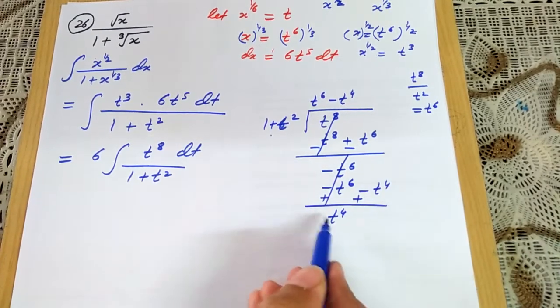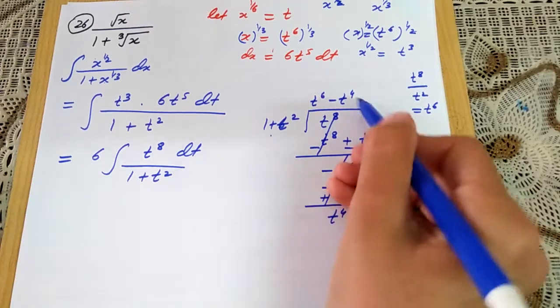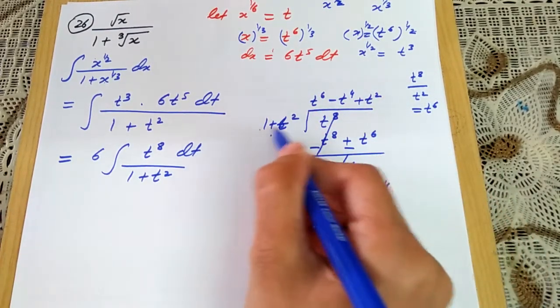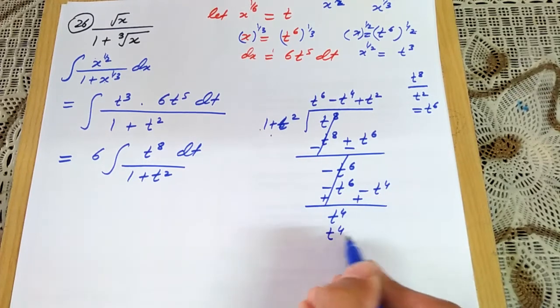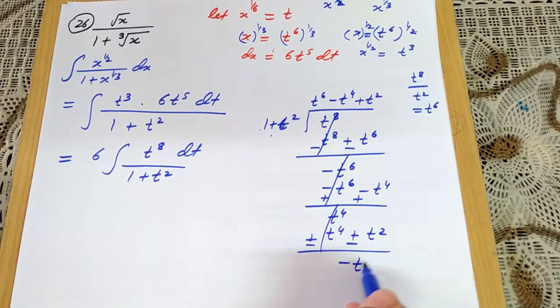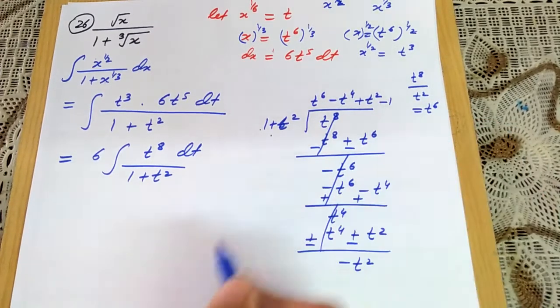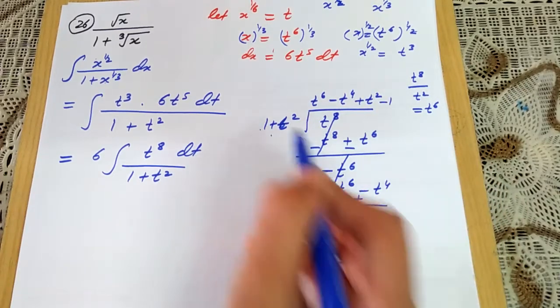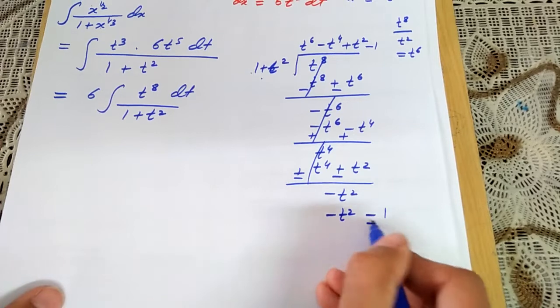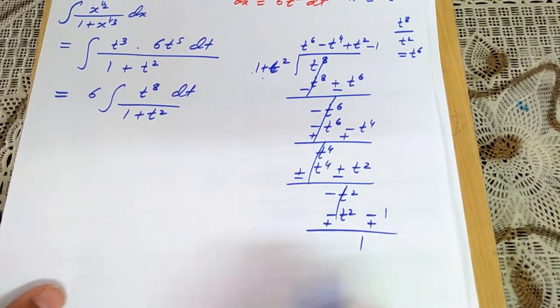Now divide again t^4 with t square. You will get plus t square. Write it here. So now multiply again it with both the terms. You will get t^4 plus t square. Subtract it. You will get negative t square. Again divide it. If you divide it, you will get minus 1. Multiply minus 1 with both of them. You will get here minus t square minus 1. Subtract it, you will get here plus.